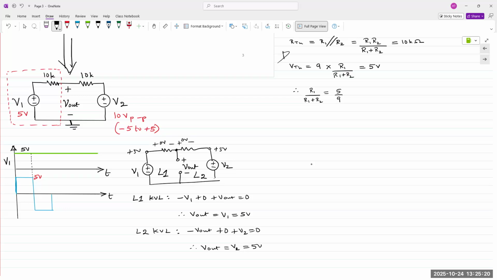So the way I apply KVL is like this. Let's say I have voltages in a loop.